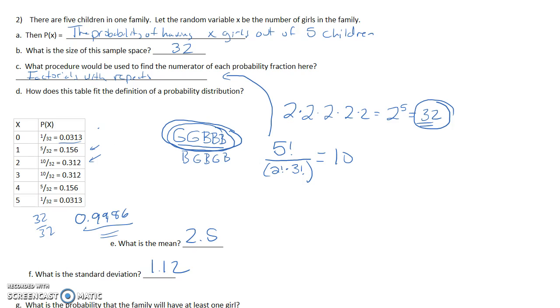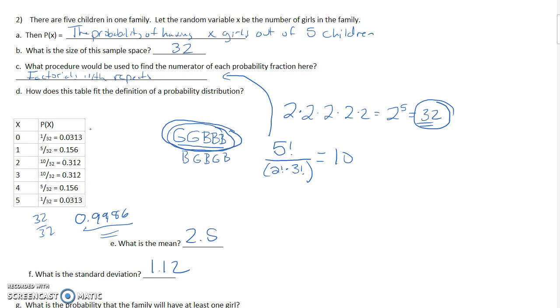And this kind of makes sense when you look at the probability distribution over here. When you look at these, what are the most likely outcomes? When you take a look at the most likely outcomes, it's right here. So it makes sense that it's most likely that you have either 2 or 3 kids. This is why the mean is telling us you're going to have about 2.5 girls when you have 5 kids.